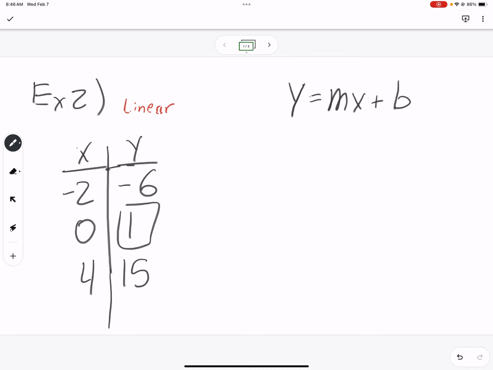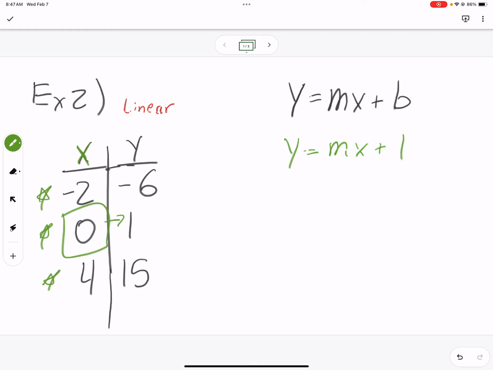But why is it, right, Josh? I have 3 y values. Why did you choose this one? It's not the fact that it's in the middle. It's the fact that x equals 0. You want to find where x equals 0, and that's going to be your y-intercept. So you go to your x column, and you figure out which one equals 0, and then whatever your y value is going to be. So if you rewrite this, it's going to be y equals mx plus 1.